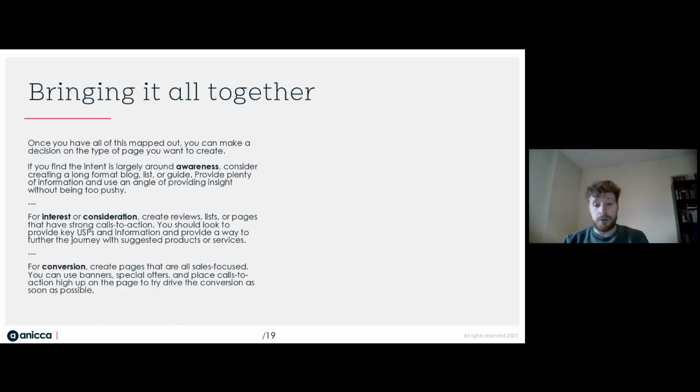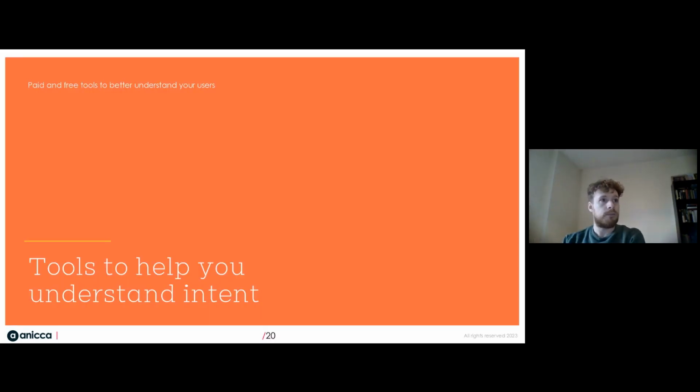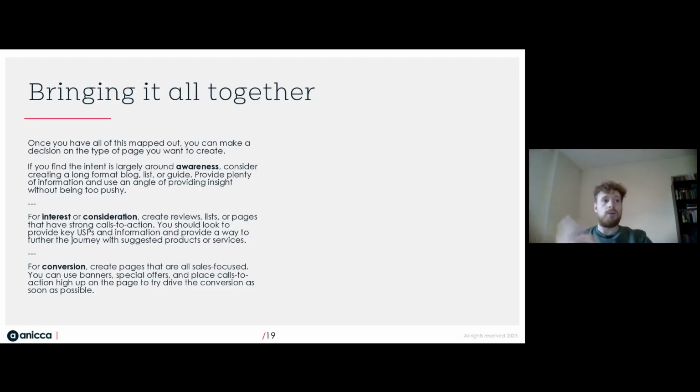And then finally, for conversion, create pages that are sales focused, using banners, special offers, calls to action high up on a page, and product listings. This is where you can really just focus on the conversion itself. You've done all the hard work with the information, the interest, and the consideration in your blogs and other pages. When it gets to the actual point of sale, you want to make sure that you get it over the line. So, sorry, got ahead of myself there.